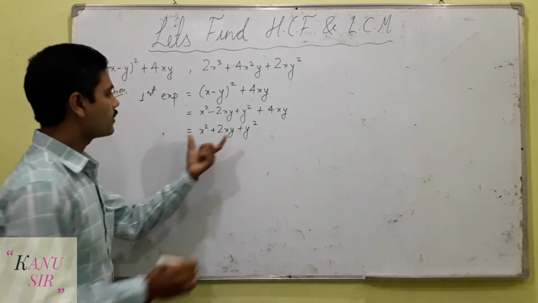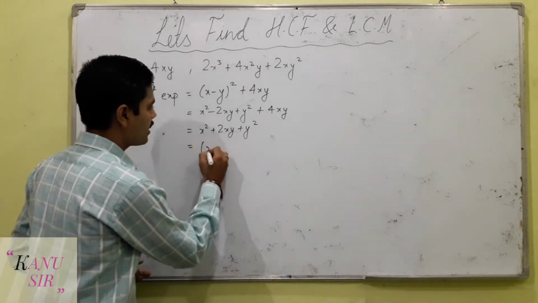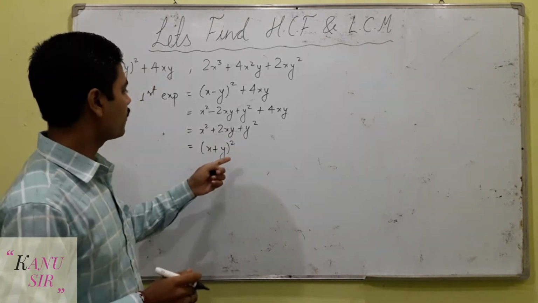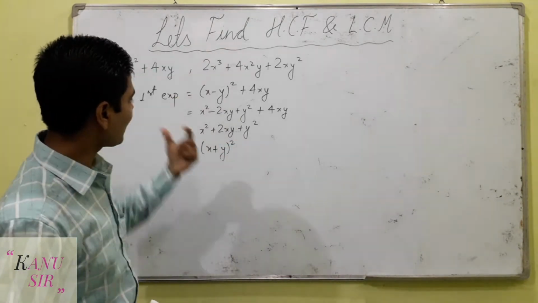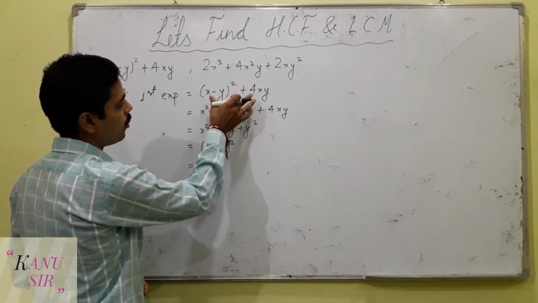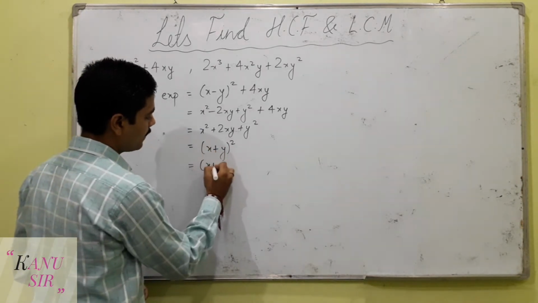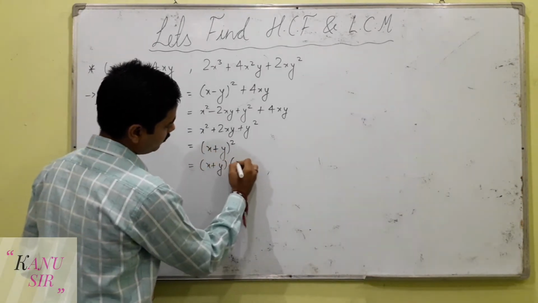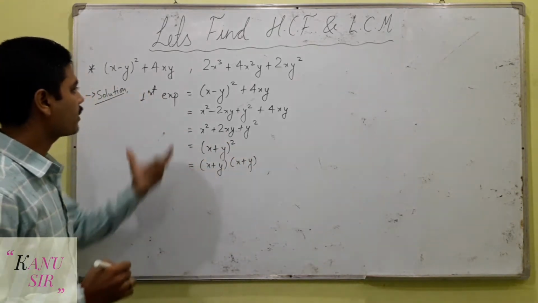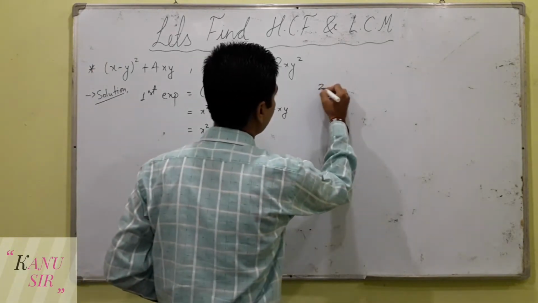And again this term looks like another formula, that is x plus y whole square. I told you before also that this looks like a formula. Now you can remember that this equals a formula, that is x plus y whole square, and you can keep it in the form of a product so that they look like factors of this expression. Now next is the second expression.